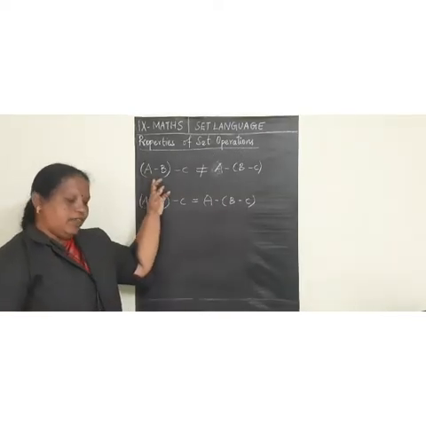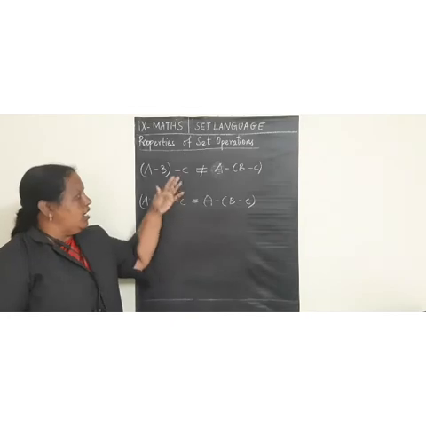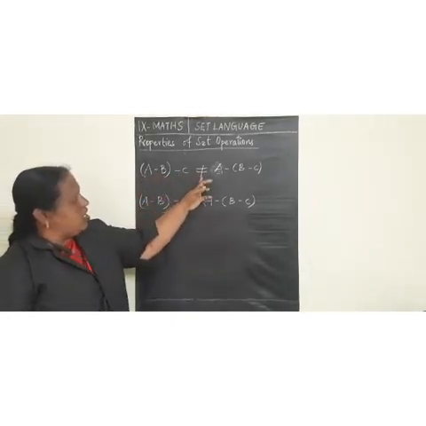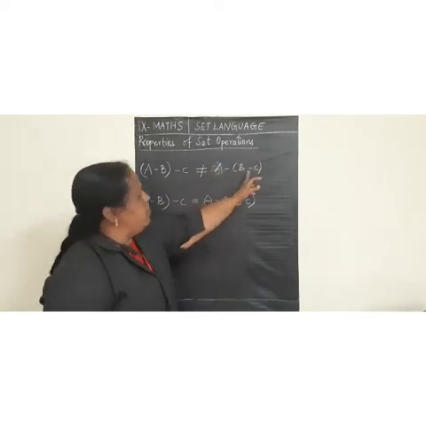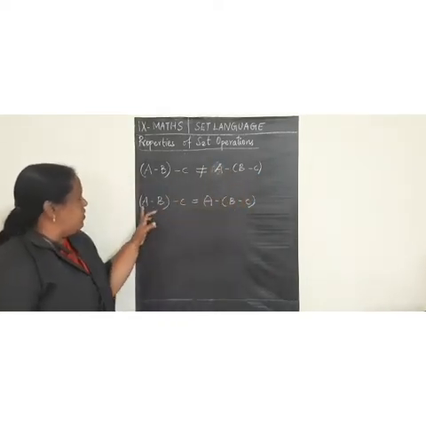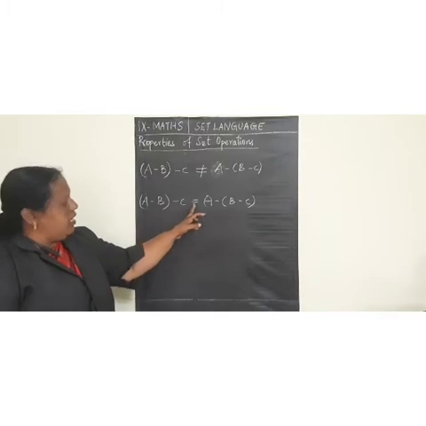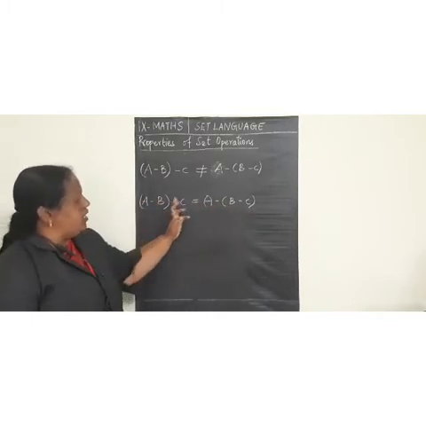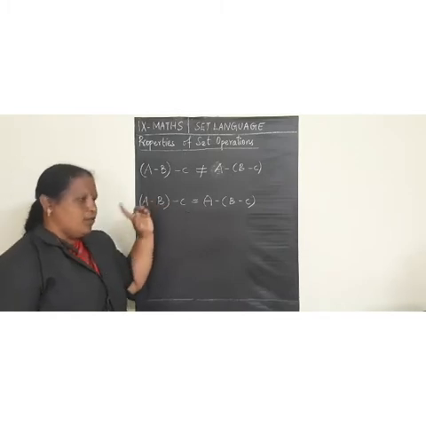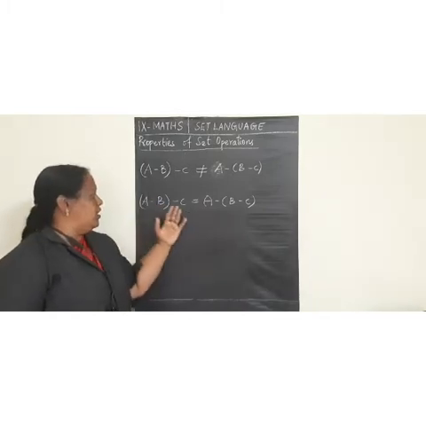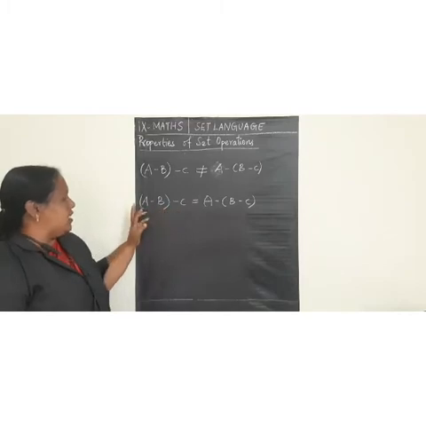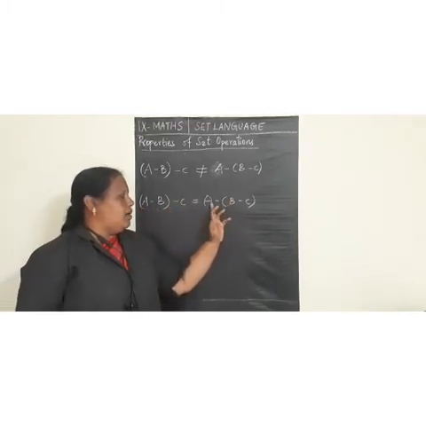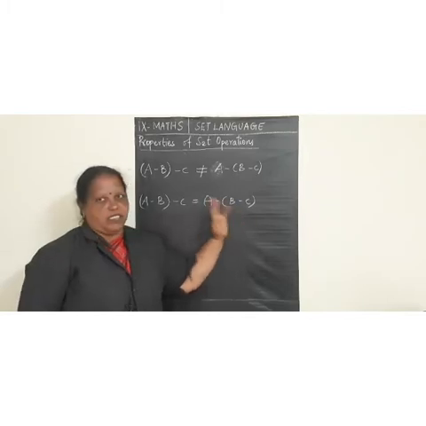Next, the set difference is generally not associative. That means A minus B minus C is not equal to A minus B minus C. But when these three sets A, B and C are mutually disjoint sets, then the associative property will be satisfied. A minus B minus C is equal to B minus A minus B minus C.